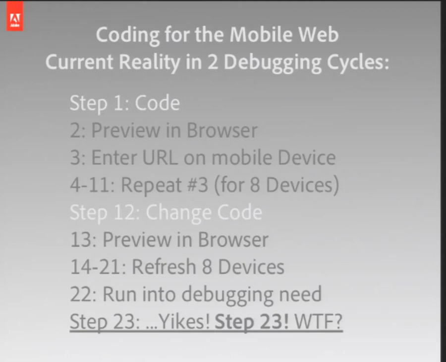Okay. So let's say you're not only testing on one device, you're testing on 8 devices, which is a good average, a good starting point. You repeat that for 8 devices. Enter the URL manually, next device. Then you change something, maybe you missed a semicolon. So you press refresh on all these 8 devices, right? So this sums up to 23 manual steps for just previewing stuff. What the fuck?